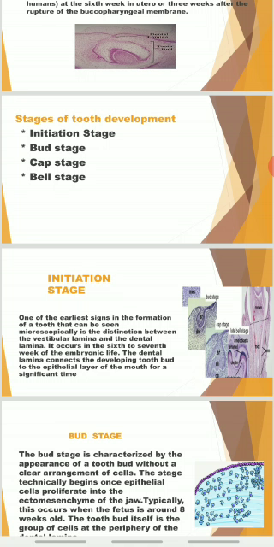Now I am going to discuss the bud stage. The bud stage is categorized by the appearance of the tooth bud, but without a clear arrangement of cells. This occurs typically when the fetus is around 8 weeks old. The tooth bud itself is a group of cells at the periphery of the dental lamina.